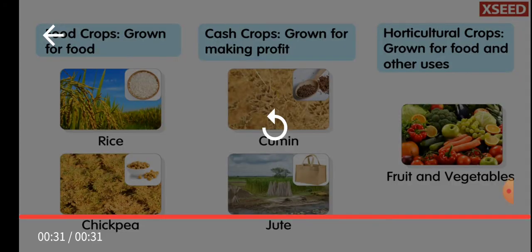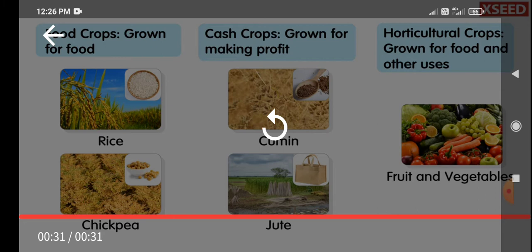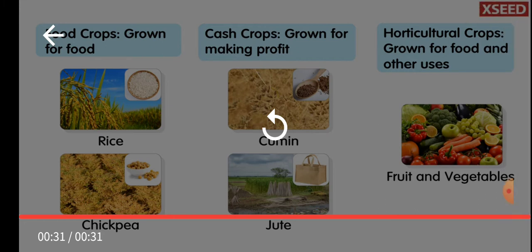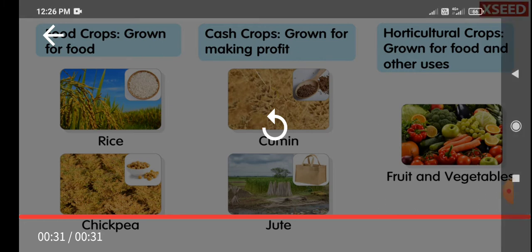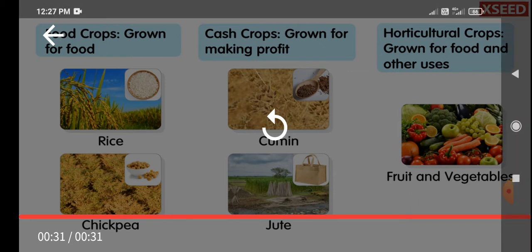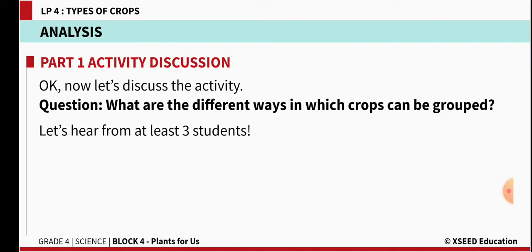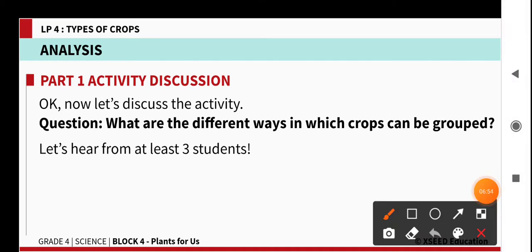So understood, children? Crops are divided based on the seasons, and also based on the usage. Some are cash crops, some are food crops, some are horticulture crops, some are rainy season crops and some are winter crops. The rainy season starts from the month of June.